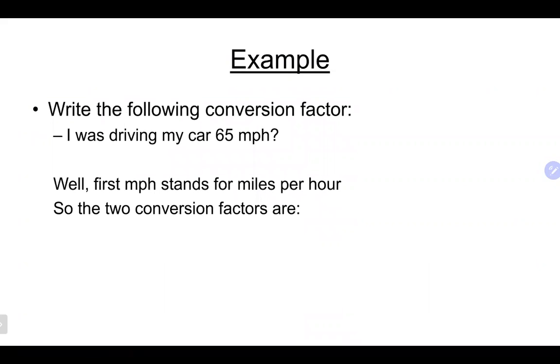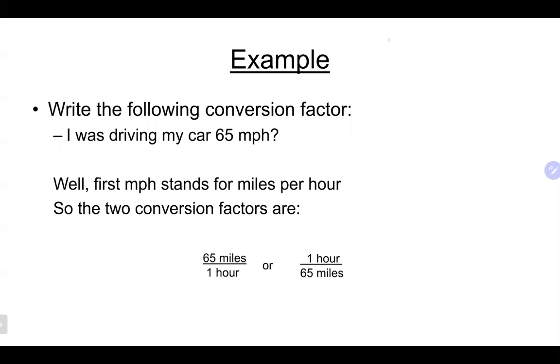So for example, if we were driving 65 miles per hour, those are basically 2 units. 65 miles per hour basically means you could drive how far in an hour? 65 miles is basically what that means, right? So you could go 65 miles in 1 hour. Or if you drive in 1 hour, you could go 65 miles. So those are the 2 conversion factors that we could use to solve a problem, right?